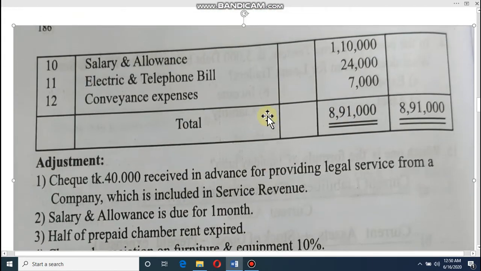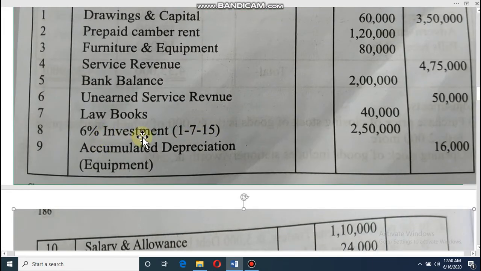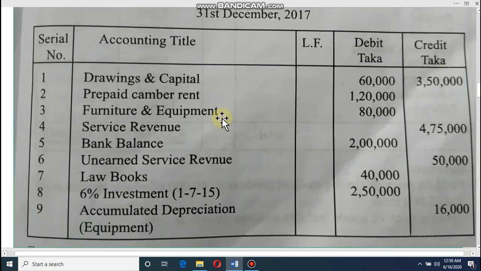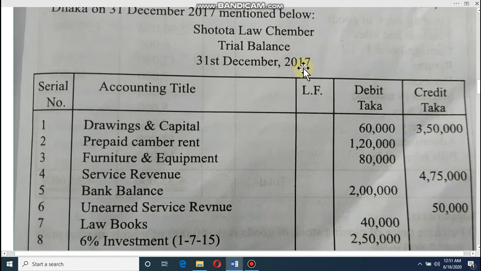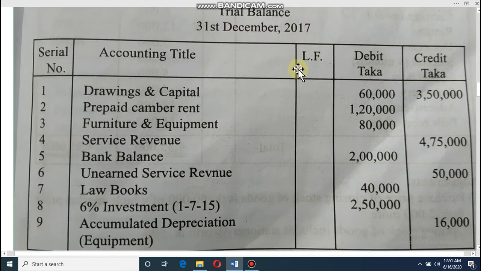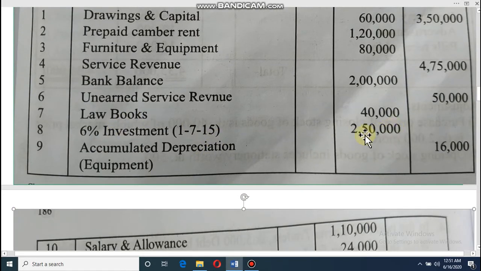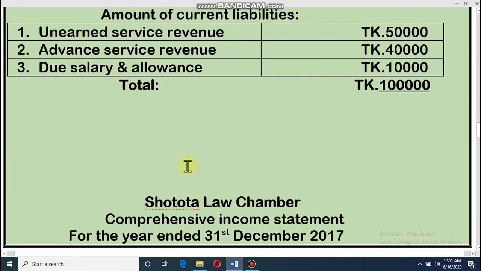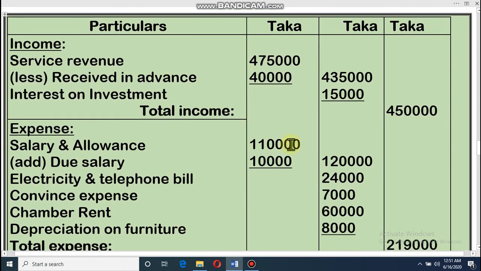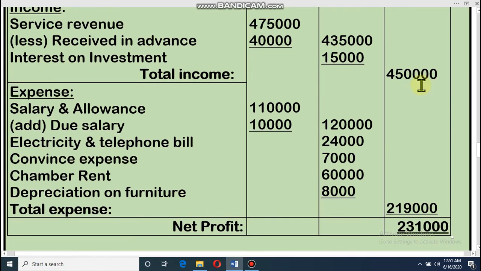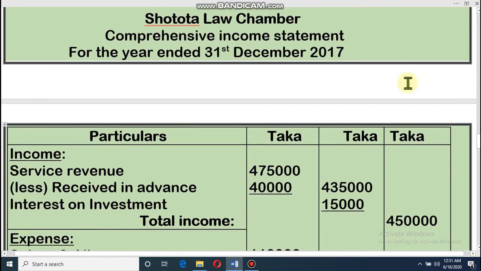And another item from the trial balance. Look at 6% investment. That means you will receive interest from it. It is 31st December 2017, for the full year. So 2,50,000 into 6% means it is 15,000. This is another income. So total income is 4,75,000 minus 40,000, and interest on investment 15,000. Total income is 4,50,000. Now expenses.